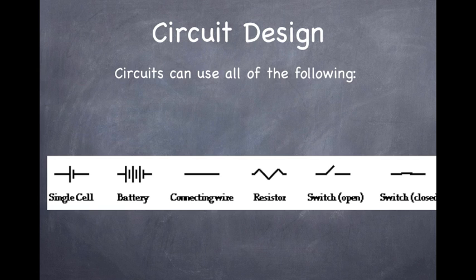These are the main symbols that you will see in the vast majority of circuits. However, there are more that we will go into, but these are present in almost all circuits that we talk about. They are single cell, battery, connecting wire, resistor, switch open, and switch closed. And we are going to go into them in more detail one at a time.